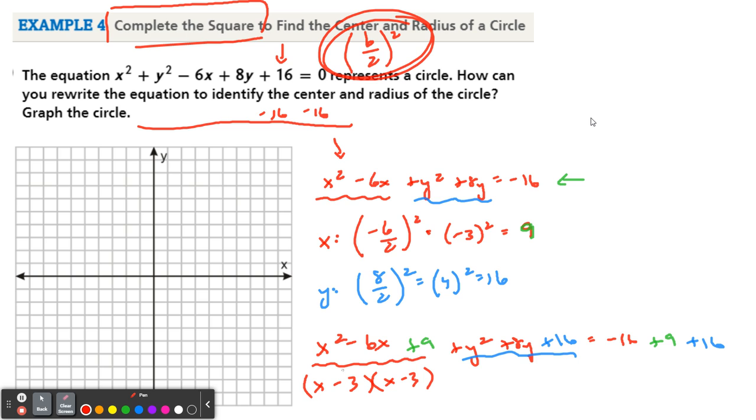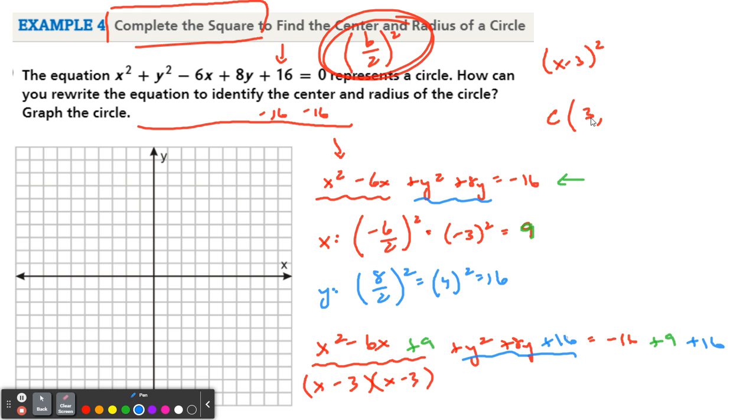So I'm going to move the work up here. I can write that as x minus 3 squared. And there's the start of our circle equation, x minus h squared. So I already know that the h value of the center is positive 3. Now I'll do the y's, in blue.